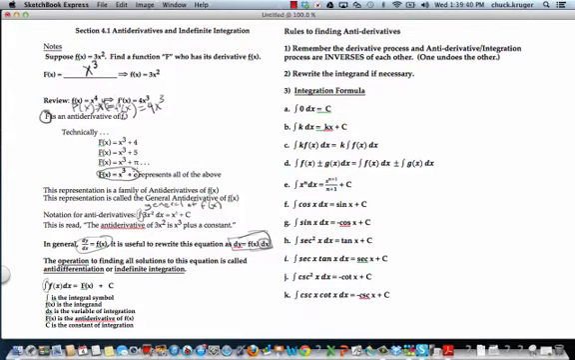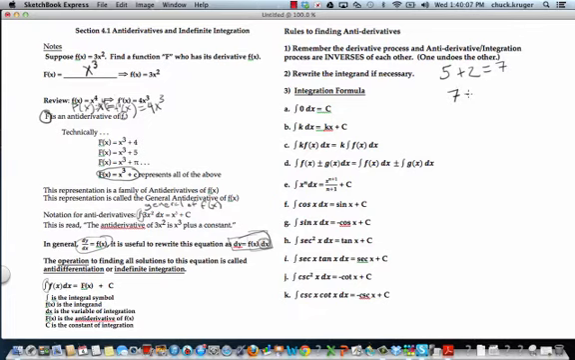Alright, some rules for finding antiderivatives. First thing to remember is that the derivative process and the antiderivative, or integration, process are inverses of each other. One undoes the other. That's a big idea. If you think of addition, when I take 5 plus 2 and get 7, there's a related subtraction problem.